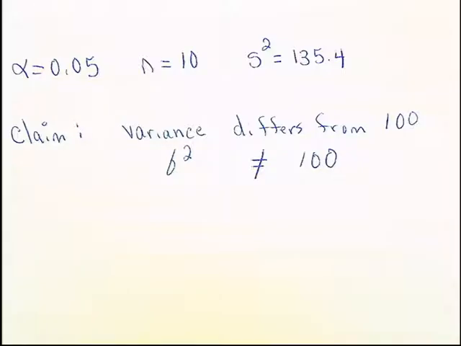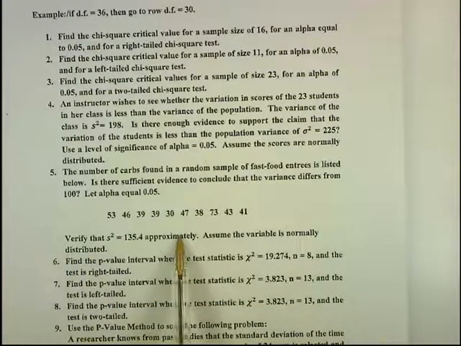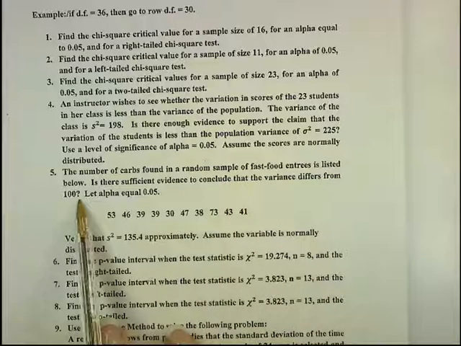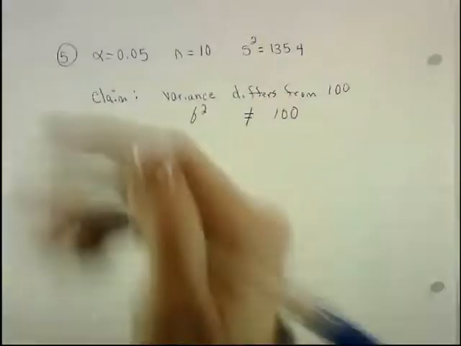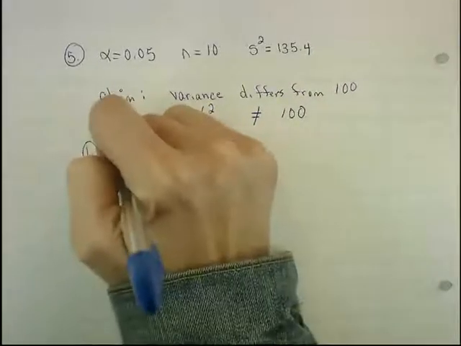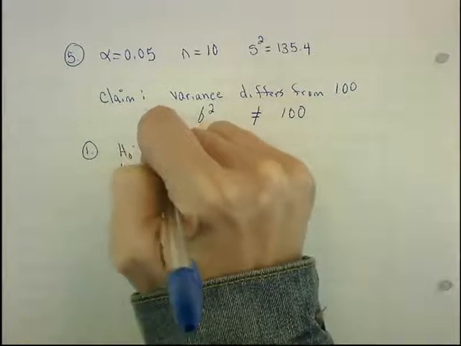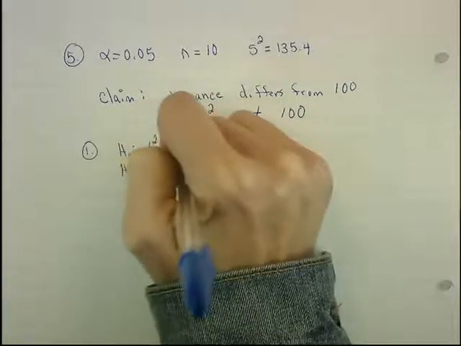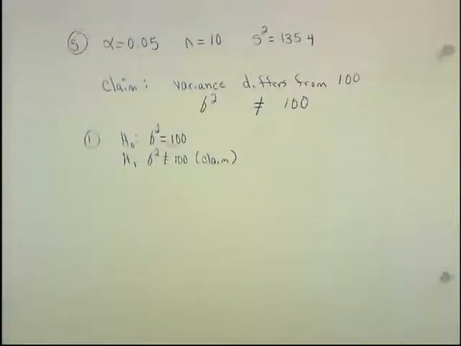So it's a two-tailed chi-square test. And I'm going to go through the traditional method. Is there sufficient evidence to conclude that the variance differs from 100? Step number 1 is the setup, the null versus the alternative. The alternative is the one that says differs, and the null is the one that says equal to. The claim is the alternative this time because it says differs from 100.